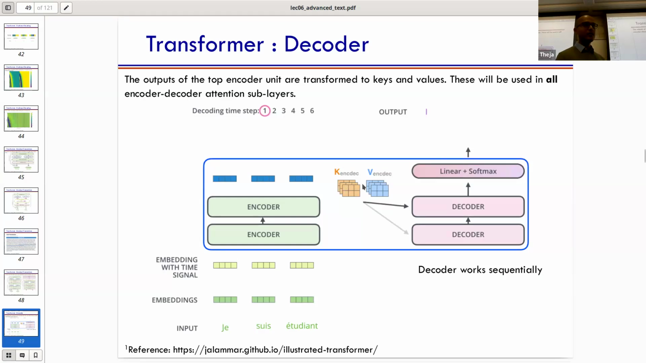And we're going to use all of them together once they're all generated, once we go through the encoding process. We're going to use all of them together while decoding. Okay, so that's how the information is passed from the encoder to the decoder stage here. So at time step 1, we already have these vectors, these keys and values, and we want to generate the first output. Let's say the first output is I.